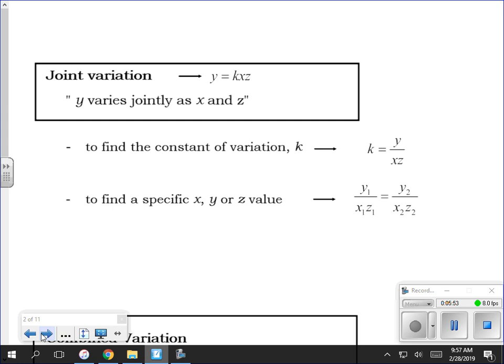If I were to simplify it down, the constant of variation is equal to y divided by x and z, the variables it varies jointly with. Jointly is direct variation with more than one variable involved. It varies directly with more than one variable.